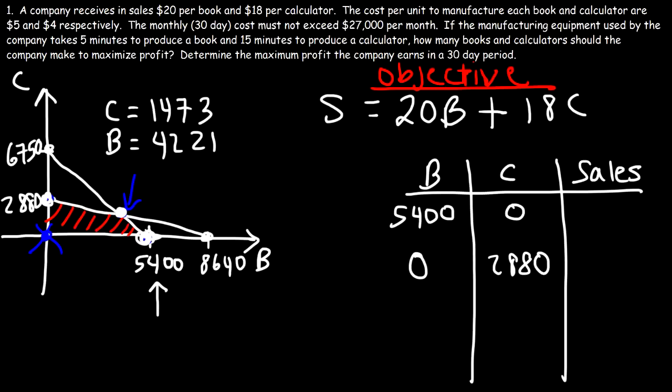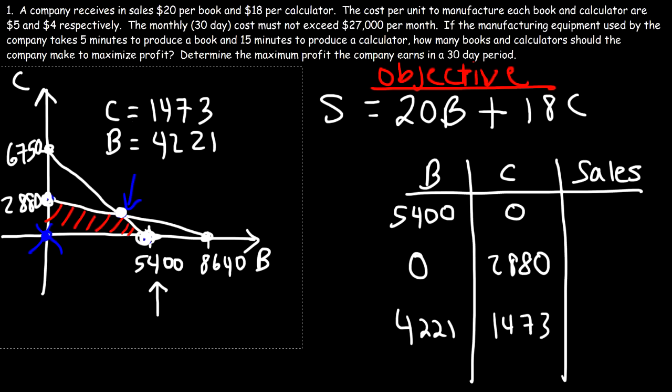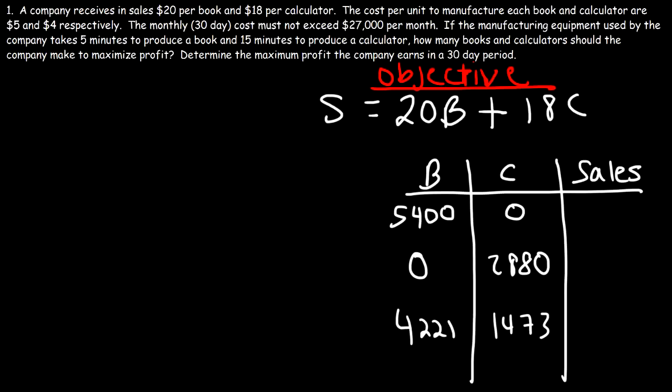We can see that B is 4,221 and C is 1473. So now we don't need this graph anymore. So now let's find out which of these values will produce the maximum sales. So let's start with the first one.